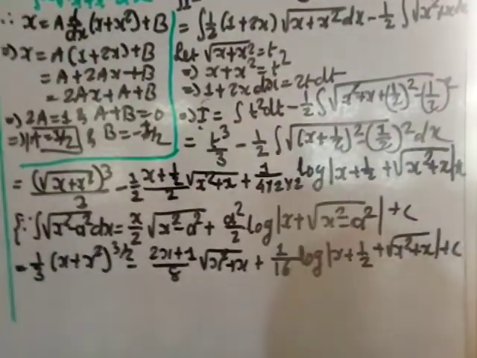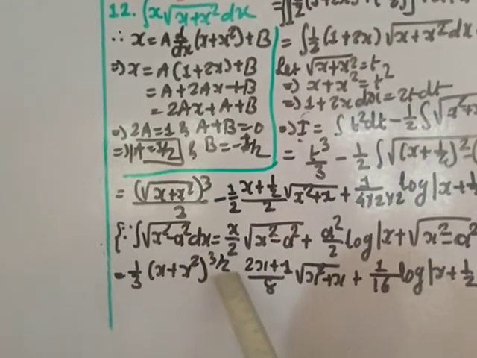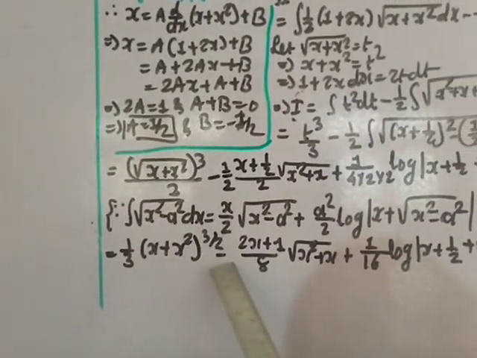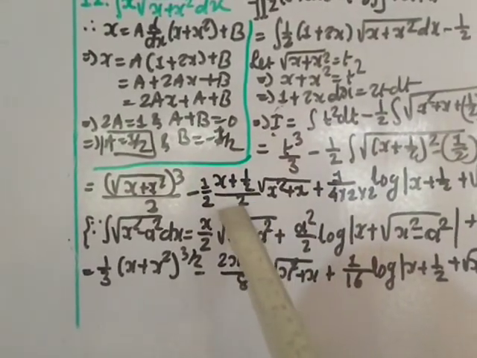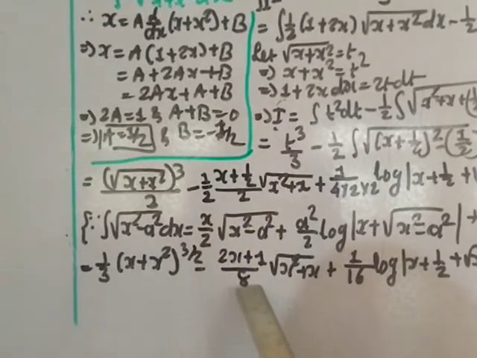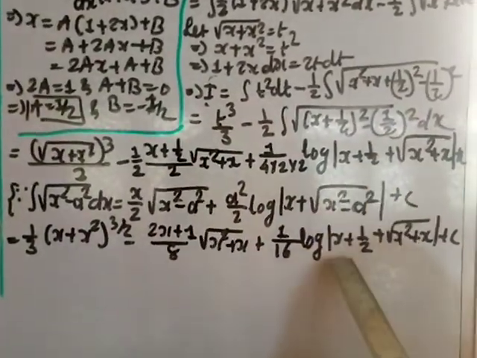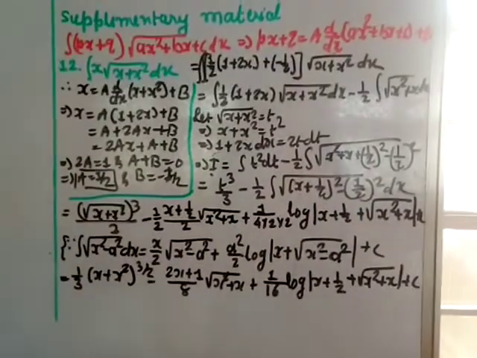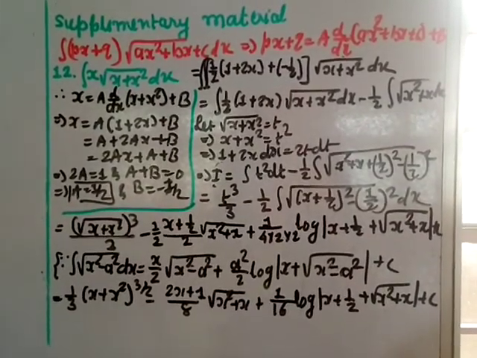Now let us simplify. The square root power 3 can be written as power 3 by 2, so one third (x plus x square) power 3 by 2, minus, simplifying, this is (2x plus 1) over 2, so 2 into 2 into 2 is 8, and this is as it is, plus 1 by 4 into 2 into 2 is 16, log of x plus 1 by 2 plus square root of x square plus x, plus c. So that is the answer for question number 12 from the supplementary material for exercise 7.7.